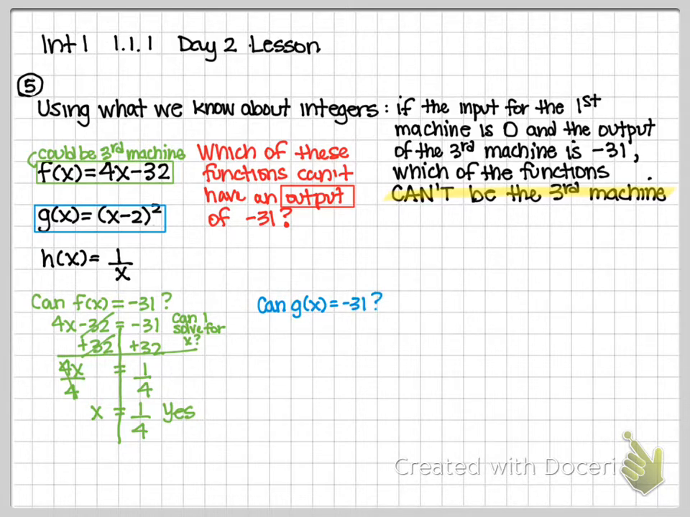So let's do the same thing. We're going to take our g of x function, which is x minus 2 squared, and we're going to set it equal to negative 31. And I'm going to ask myself, can I solve for x?